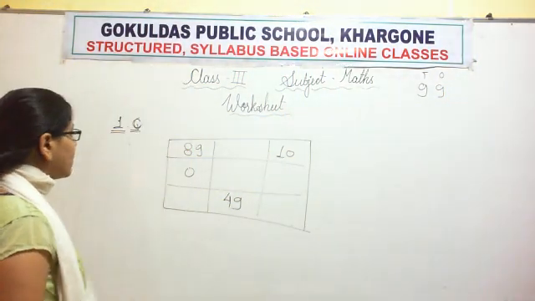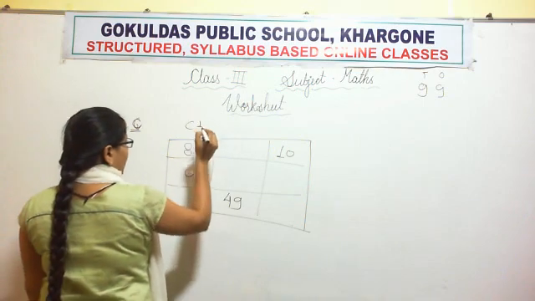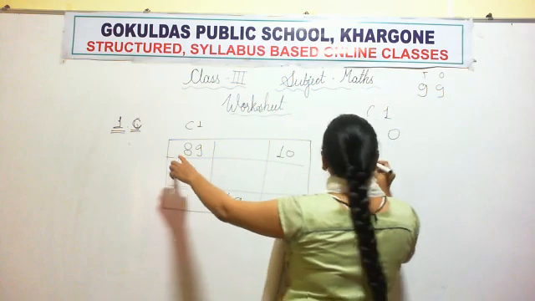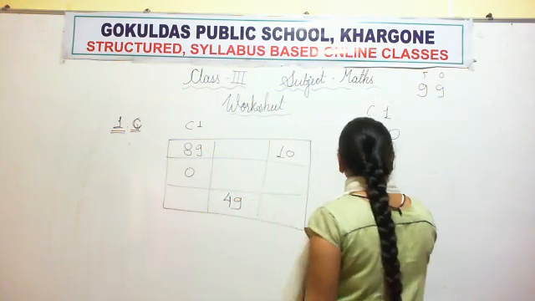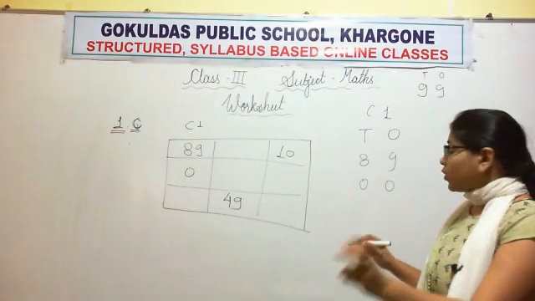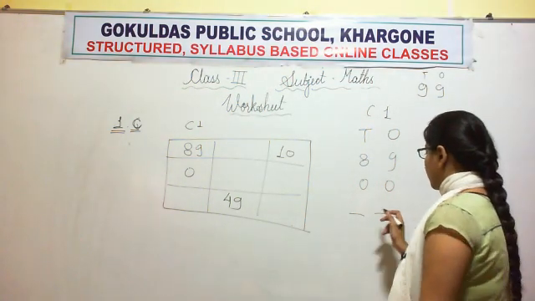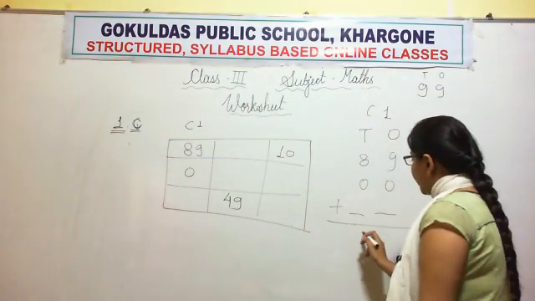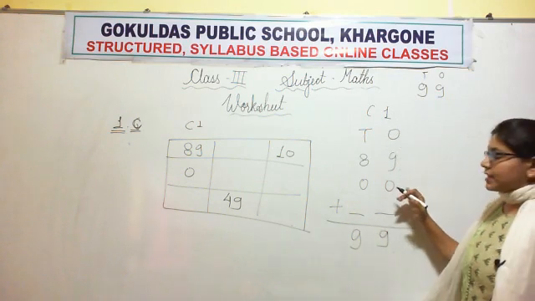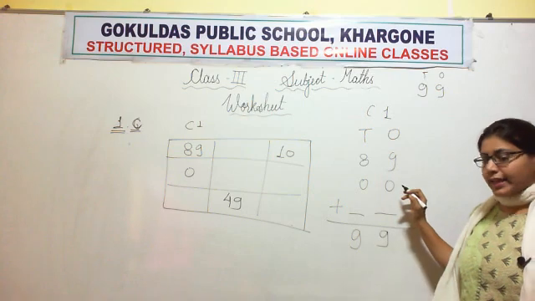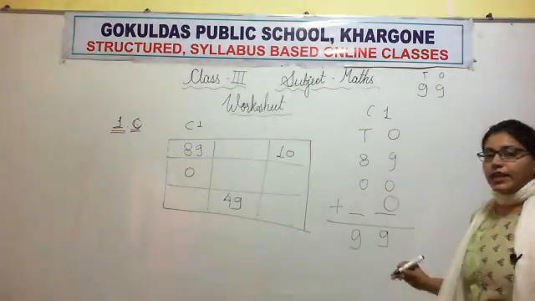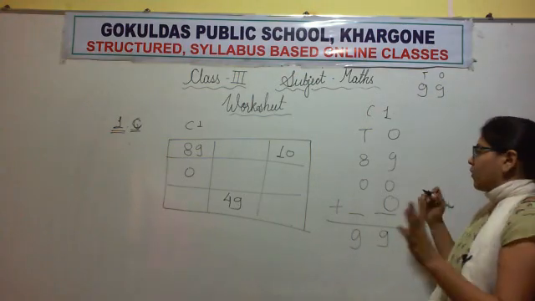Now first of all, we'll deal with column number 1. In column number 1, the first number is 89, the second number is 0. So we can write 0, 0 two times also. And the sum must be 99. So 9 plus 0 is 9. So what should be the next number? Because we want 9 only, we will add 0.